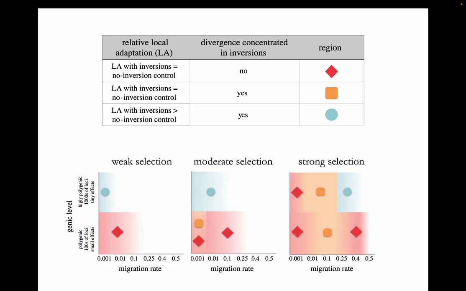The x-axis within each panel is the migration rate, and for our purposes it mattered only for strong selection, where inversions promoted local adaptation only in the face of very high migration. And the y-axis in each panel is the degree of polygenicity, and you can see that inversions promoted local adaptation only in the top row, when polygenicity was high, with thousands of loci of tiny effect. This is a very elegant model that's deepened our understanding of the theory surrounding inversions, local adaptation, and speciation.